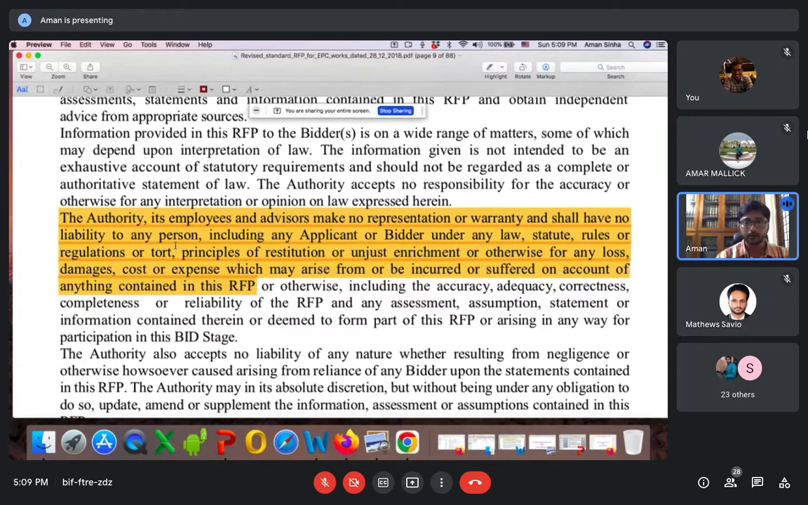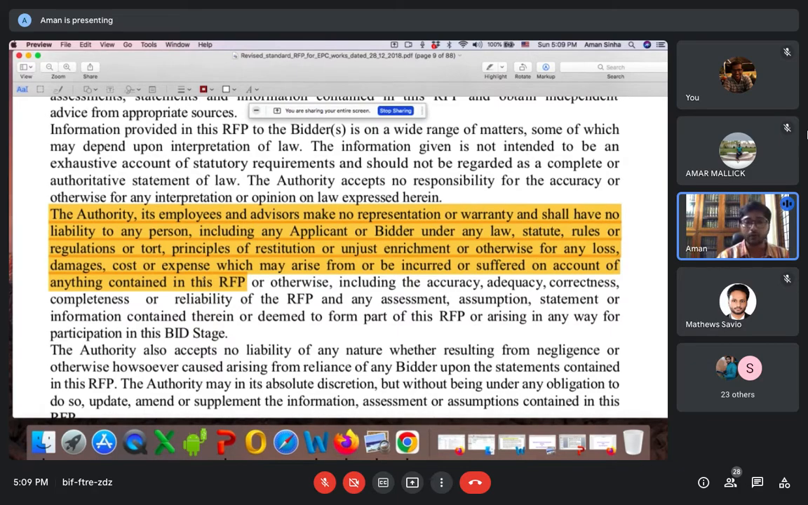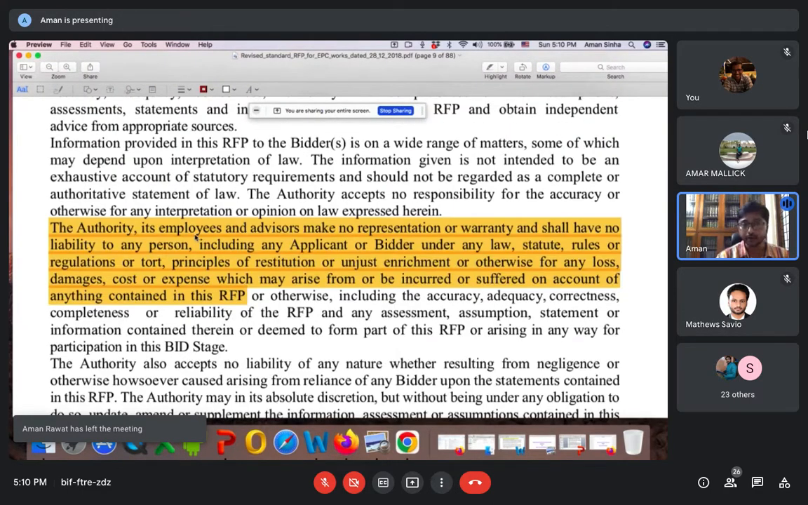Again, this point is also important: the authority, its employees and advisors make no representation or warranty and shall have no liability to any person, including any applicant or bidder. It's a kind of means they are making themselves indemnified: if any fault or anything wrong is given, we will not be incurring any such damage. We will not be attracting any such regulation for tort or principle of restitution. This is applicable for the authority, meaning NHAI, who is publishing this, or its employees.